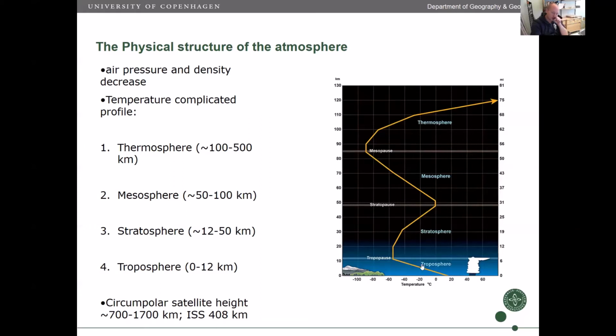in the lowest part of the atmosphere, and actually the temperature profile is used to separate the atmosphere into different layers, so that we have the lowest layer, the troposphere, with a certain temperature profile, and then the next layer, the stratosphere, has a different temperature profile, the mesosphere is the third one, and the thermosphere the fourth one. So this temperature profile is used to separate the atmosphere into its different layers.